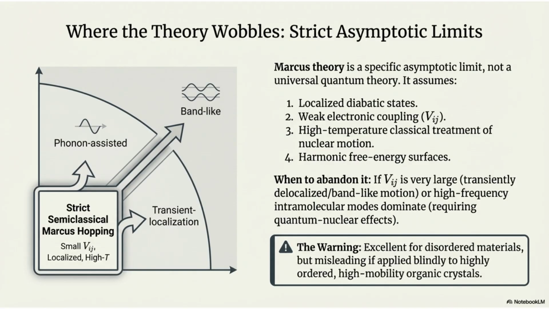Marcus theory is a specific asymptotic limit, assuming localized states, weak electronic coupling, high-temperature classical nuclear motion, and harmonic free energy surfaces. It is excellent for disordered materials, but may be misleading for highly ordered organic crystals.